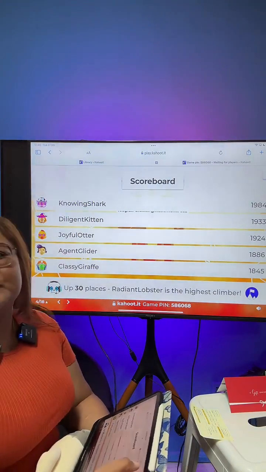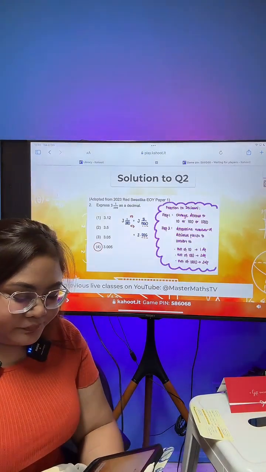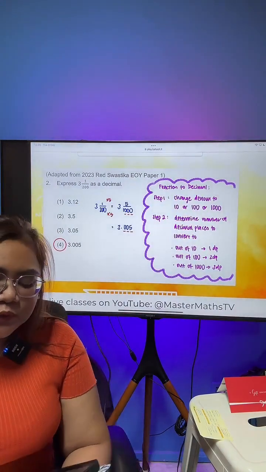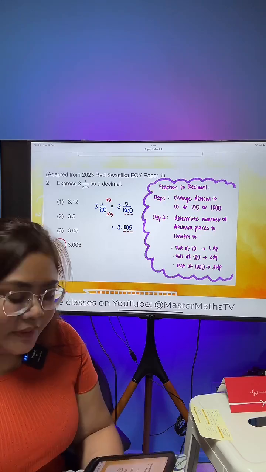Okay, so how to get 3 and 1 out of 200 as a decimal? Okay, let's take a look. Okay, so this one is adapted from Red Swastika 2023, end of year paper 1.